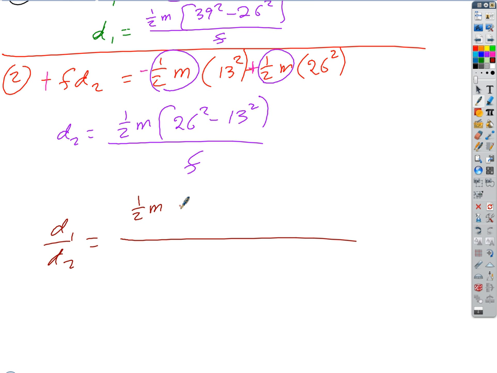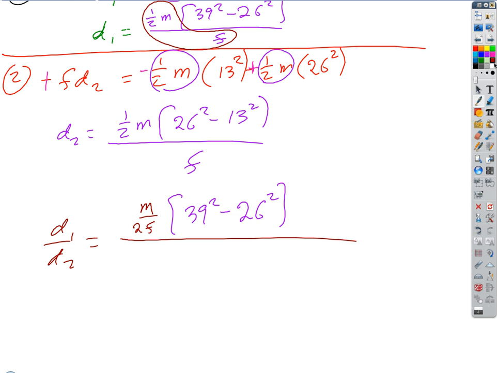And really, I could just pull that f out in front with my constant. Agreed? So that just becomes all this stuff, and I'll kind of try to group this together. So all this stuff right here just becomes m over 2f times 39 squared minus 26 squared. What about the bottom?